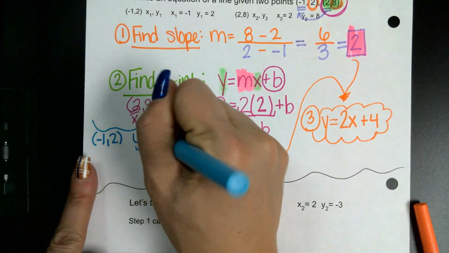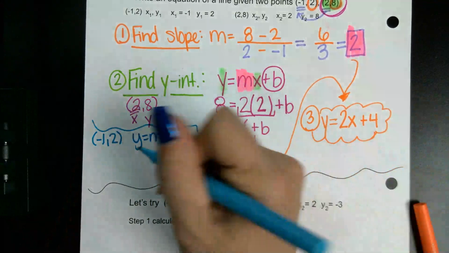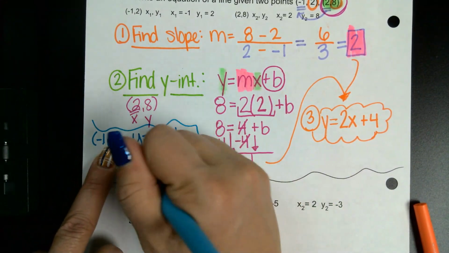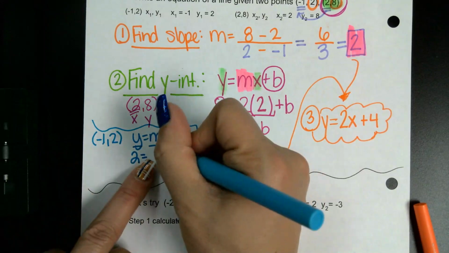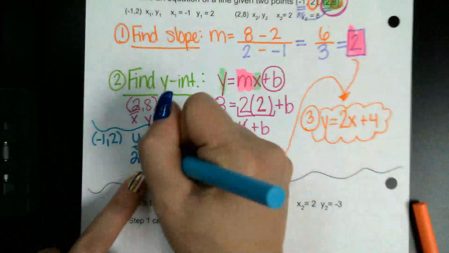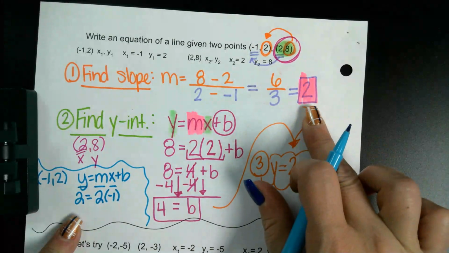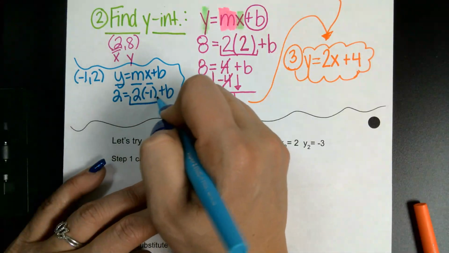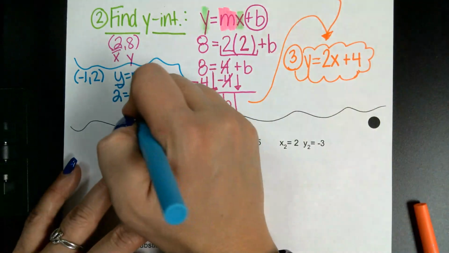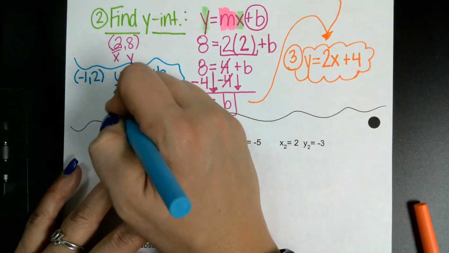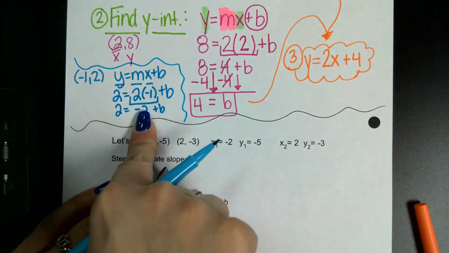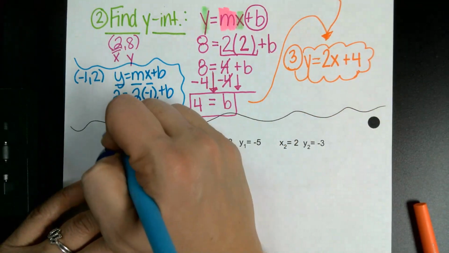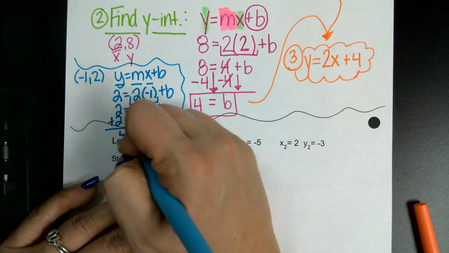If I had done step 2, if I had used x is -1, y is 2, my slope, all of us had to use 2 for slope because we had found that in step 1. Just watch what happens. What is 2 times -1? -2. And to move a -2, what do I do with it? Add it, yep. And 2 plus 2 is 4.